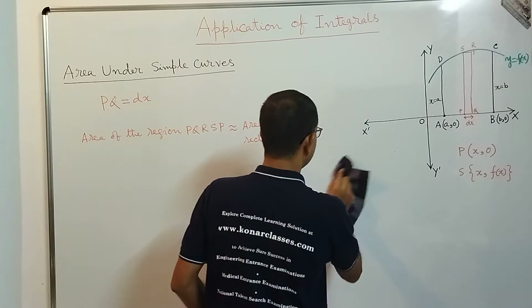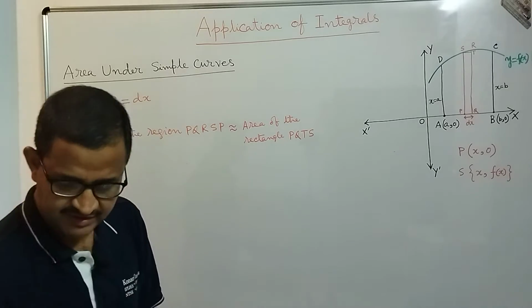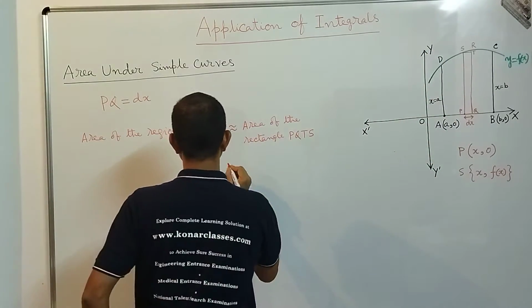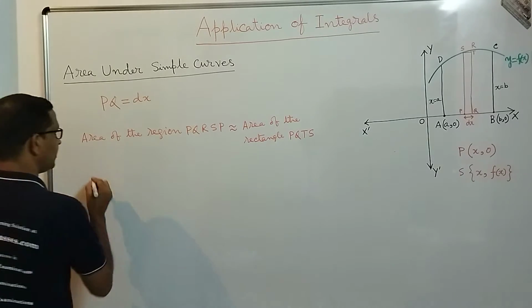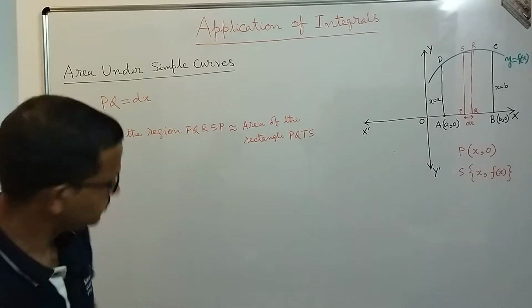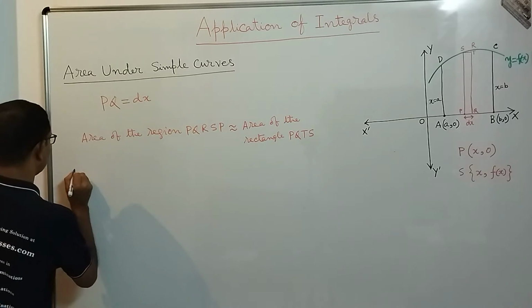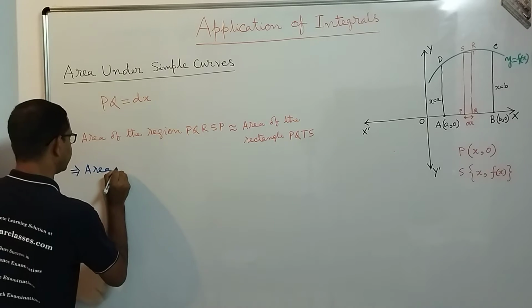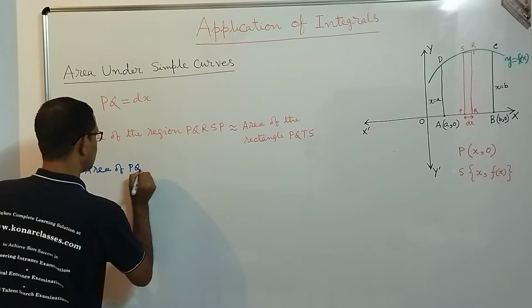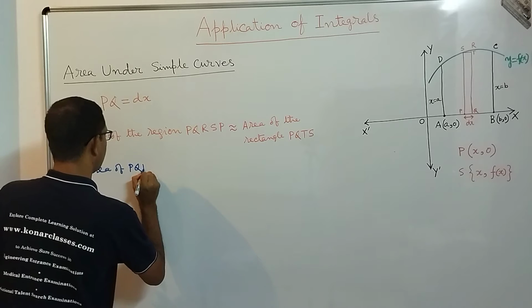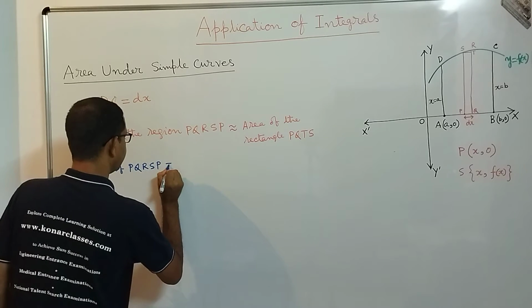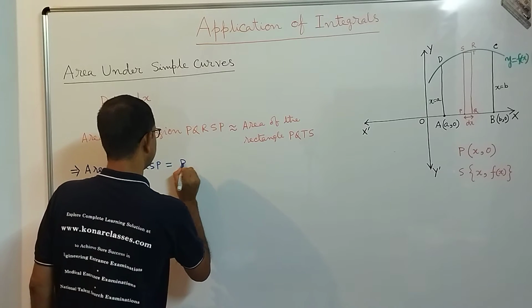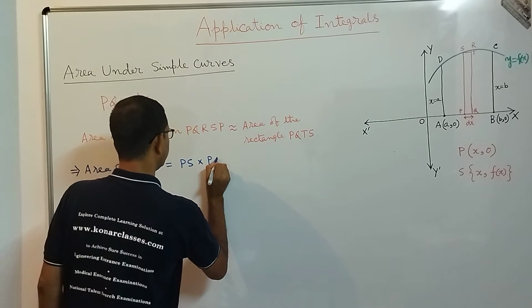The area of this rectangle, dear students, has length PS, that is f(x). So the area of PQRSP is equal to PS into PQ, right? PS into PQ.